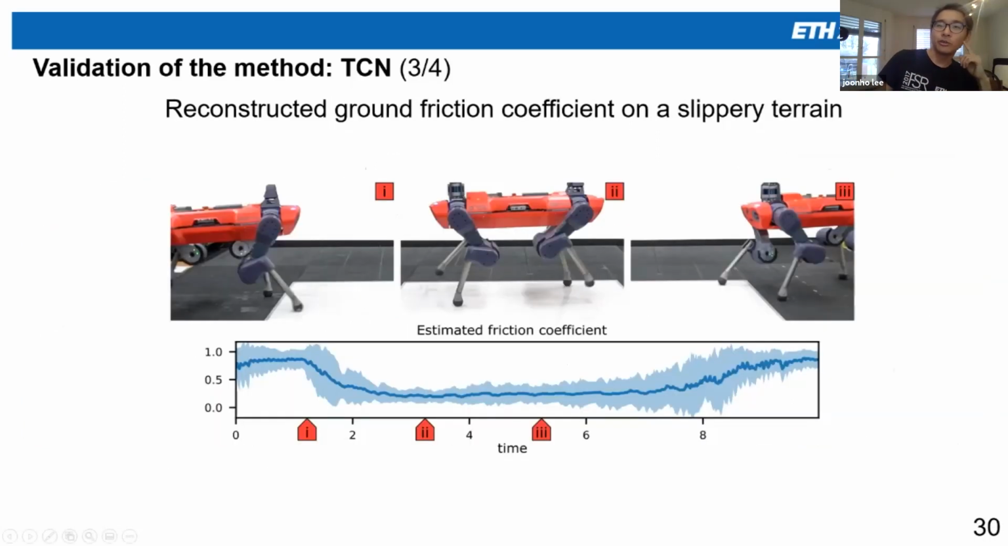And we could also reconstruct the friction coefficient when it's walking over the slippery terrain. And it shows some reasonable values. On the rubber pad, it's like 0.75 or something. And on the slippery part, it goes down to 0.2. And then it recovers when it starts walking over the normal terrain.